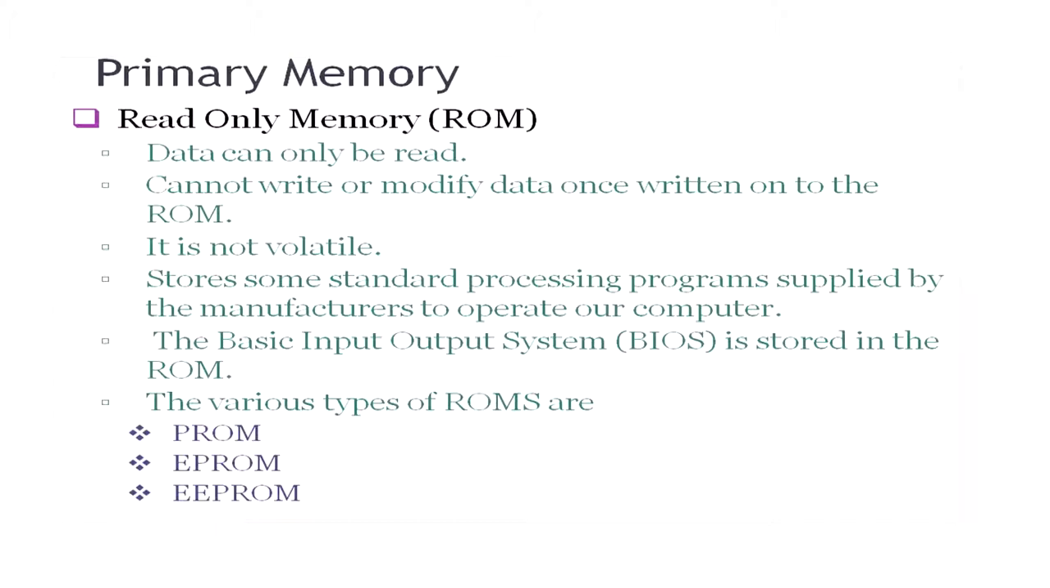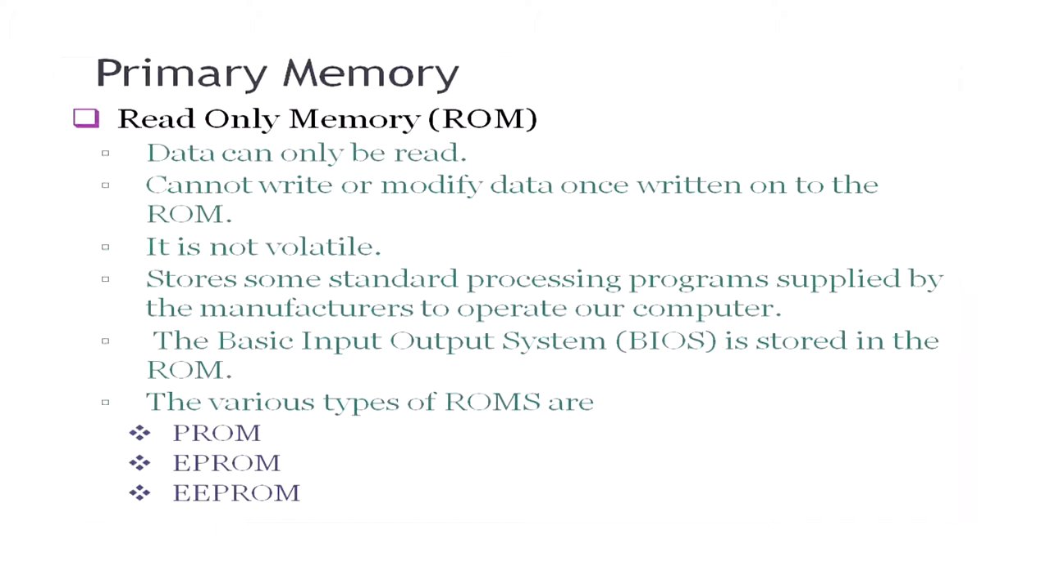But when you save your file on a hard disk, on a CD, on a pen drive, those are secondary storage devices and they can store the data permanently. So the data loss does not occur in case of secondary memory, but it occurs in case of RAM, that is a type of primary memory.